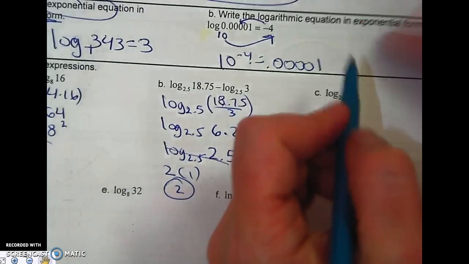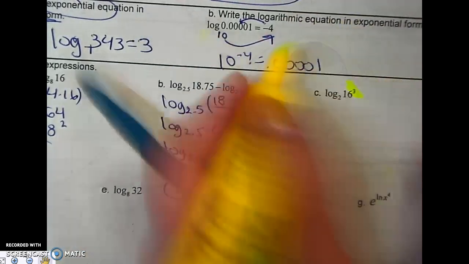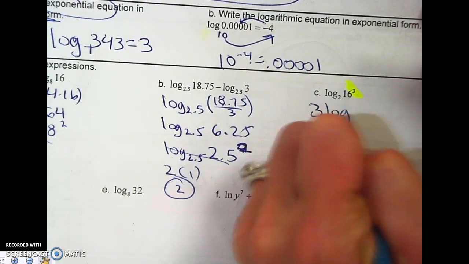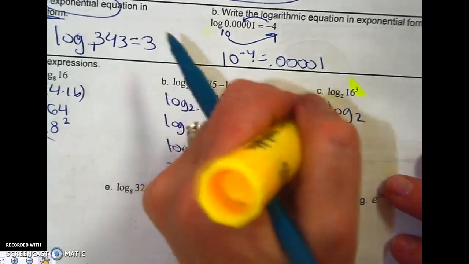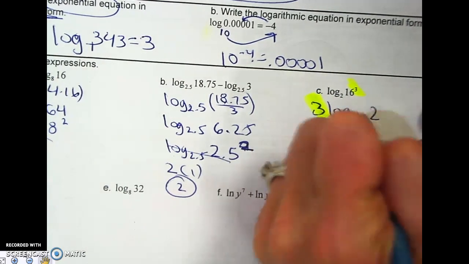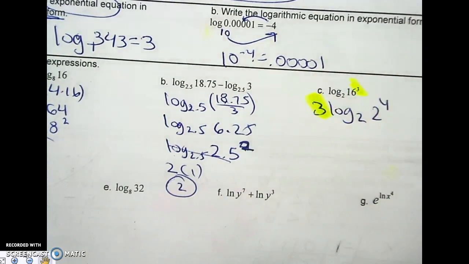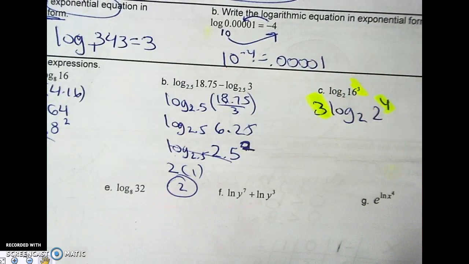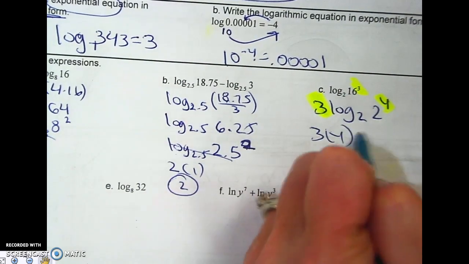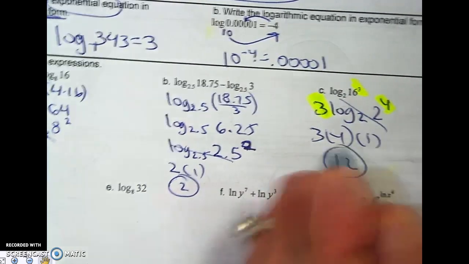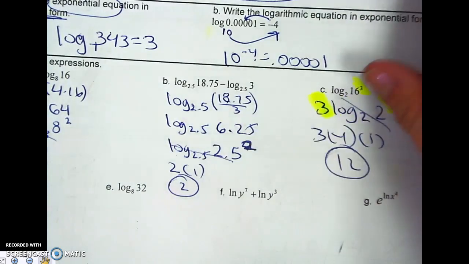Let's try the next one. First thing, little turns big. And I can do this all in one step. If that's 2, this has got to be 2. 2 to the fourth is 16. Little turns big. And that's 1. And there's my 12. Okay.